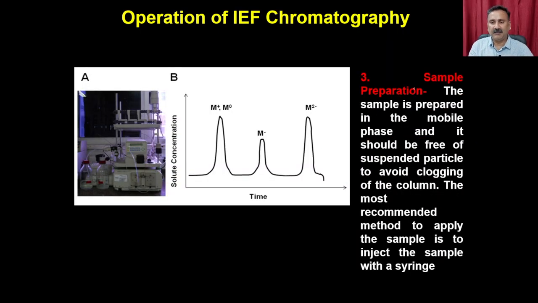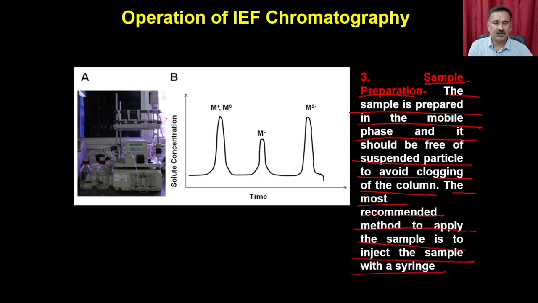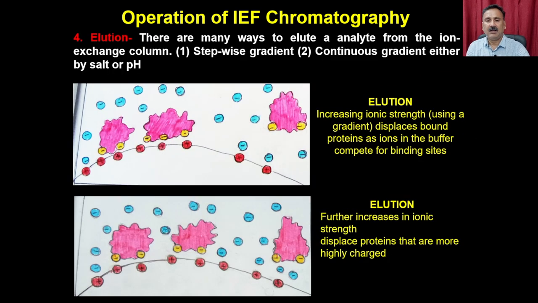In the third step, you are going to prepare the sample. The sample is prepared in the mobile phase, and it should be free of suspended particles to avoid clogging of the column. The most recommended method to apply the sample is to inject it with a syringe. So this is the protein purification system, and you can use a syringe to inject the sample onto the column. Then in step four, you are going to do the elution.